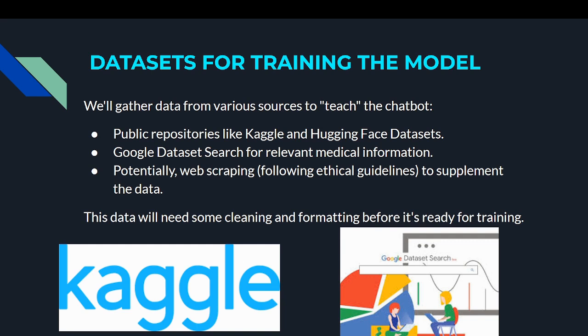Datasets for training the model. There are a large number of datasets available on public repositories like Kaggle, Hugging Face, and GitHub. We can choose one of them. And also we can use Google Dataset Search for relevant medical information. And later we can use web scraping by automatically extracting data from various websites, giving it an HTTP request and then retrieving the data from these websites.